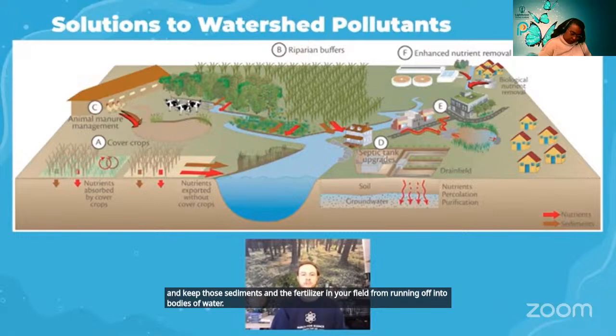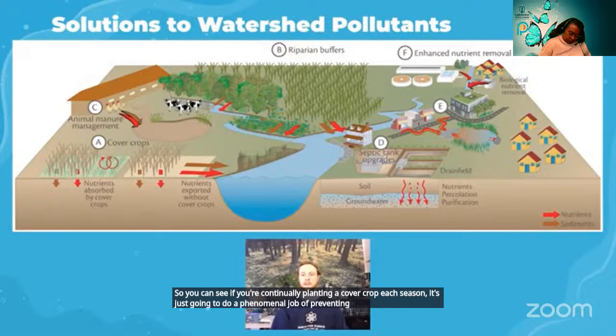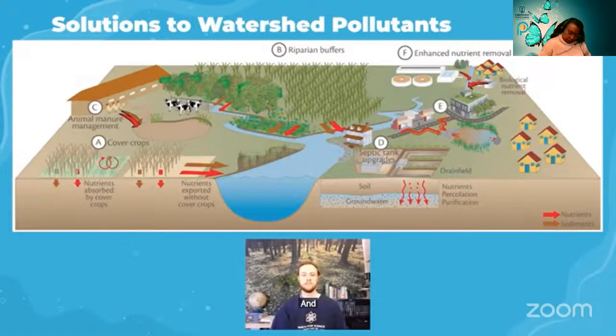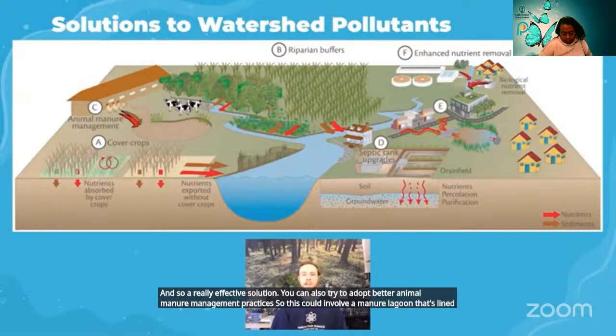So you can see if you're continually planting a cover crop each season, it's just going to do a phenomenal job of preventing runoff from entering these bodies of water. It traps the runoff, it lets it infiltrate back into the soil, it uses up some of those excess nitrates, and so a really effective solution. You can also try to adopt better animal manure management practices. So this could involve a manure lagoon that's lined better, that has higher banks or berms to kind of contain that manure. Could be a system that even drains it more frequently and turns it into fertilizer pellets.